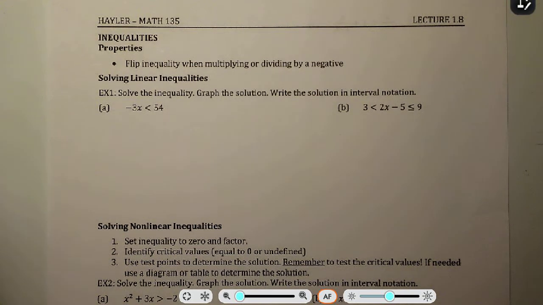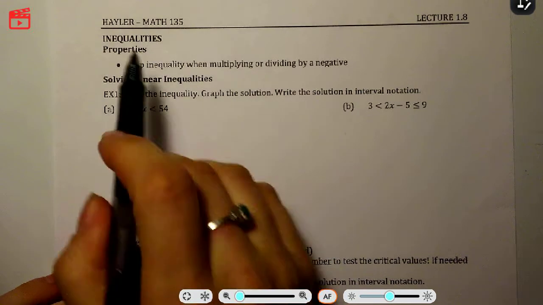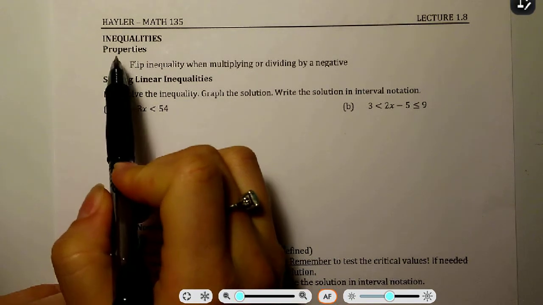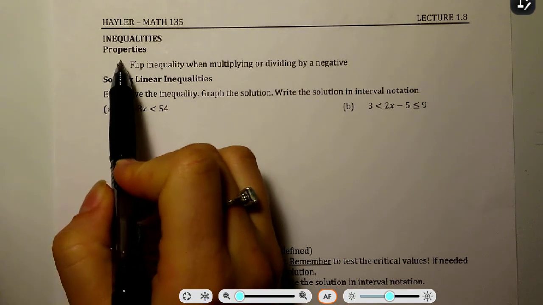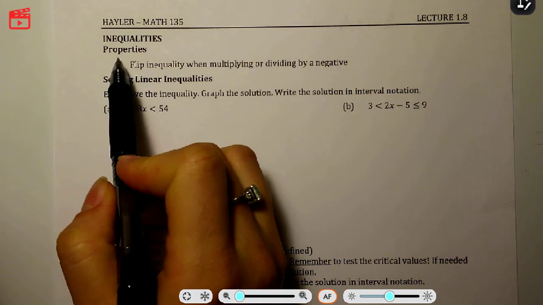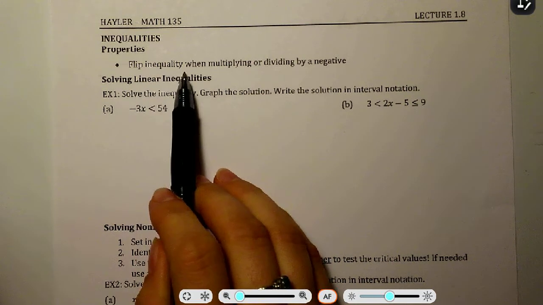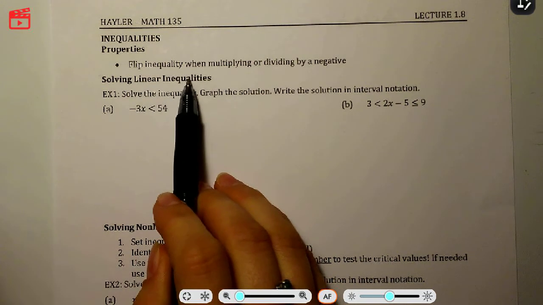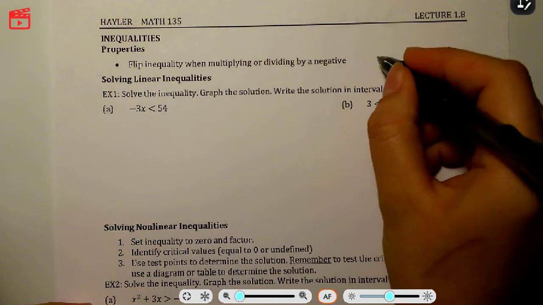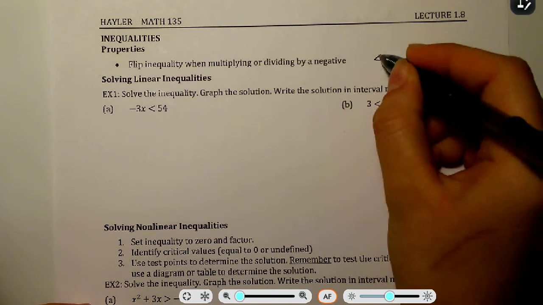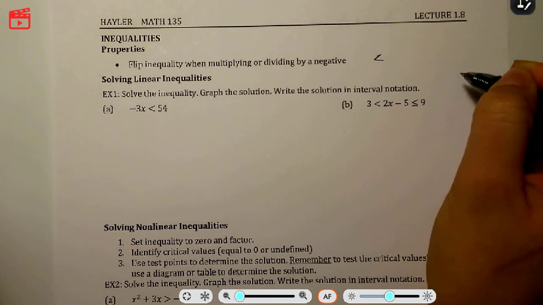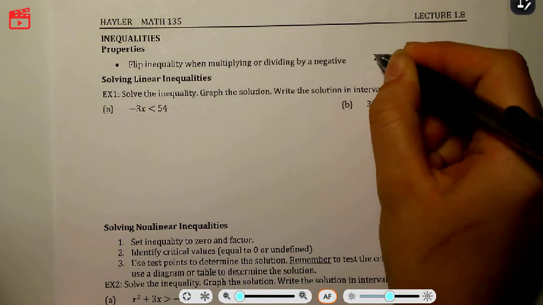Alright, so here we are with lecture 1.8. We're looking at inequalities. One of the main properties for inequalities that differs from a regular equation is that your inequality sign will flip when you multiply or divide by a negative. For example, if you had an inequality sign like this and you multiplied or divided by a negative, your sign would have to flip.